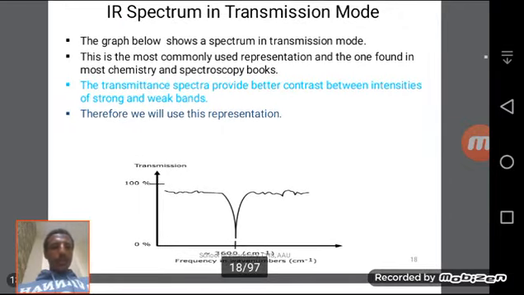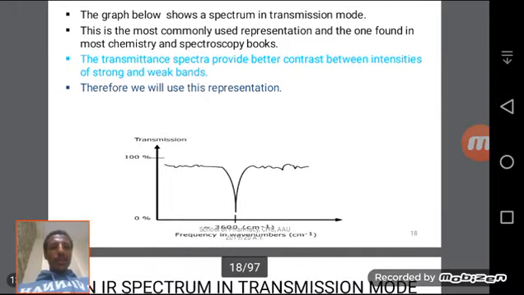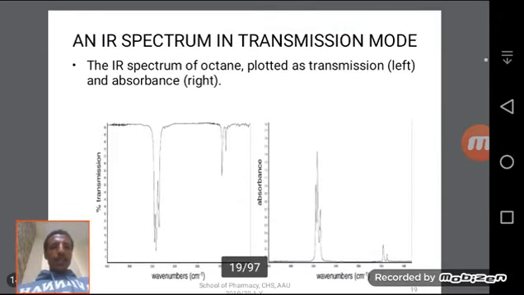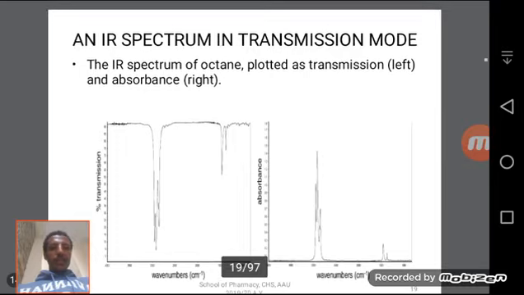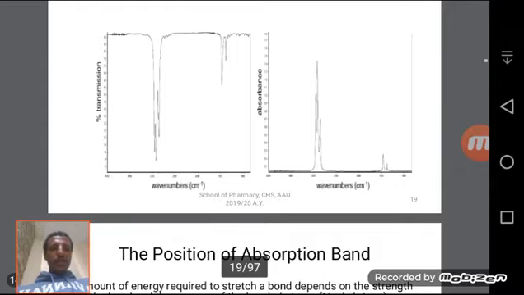The transmittance spectra provide better contrast between the intensity of strong and weak bands. Therefore, we will use this presentation. That means transmittance versus wave number or frequency gives accurate contrast between the intensity of strong and weak bands, and because of this, it is most commonly used in representing the IR spectrum. The IR spectrum is often plotted as transmission on the left and absorbance on the right. That means transmittance versus wave number gives a better contrast than absorbance versus wave number.